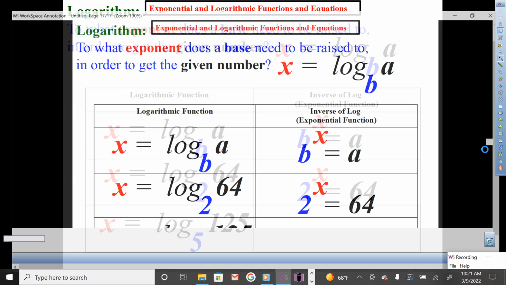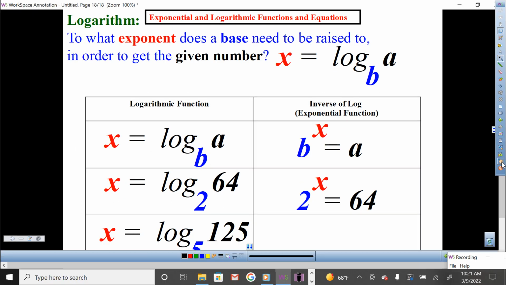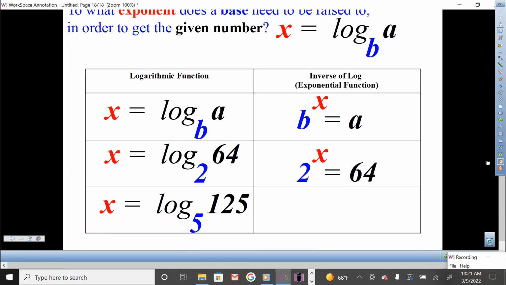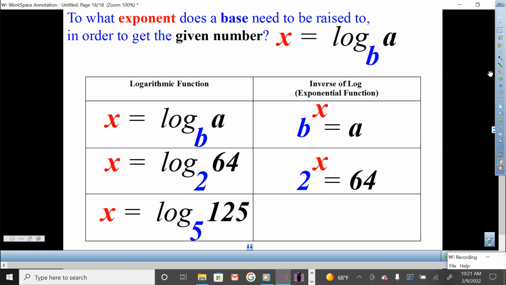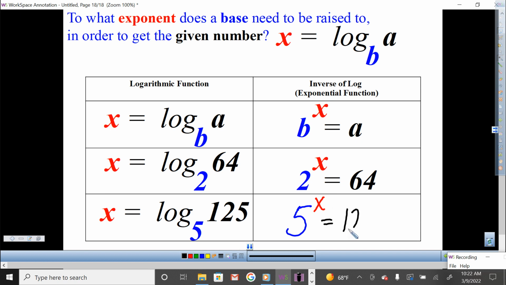All right, show your neighbor, see what they got. See if they have something similar to you. So we should have gone base 5, exponent of x, equal to get the number 125. Hands if you got that? Okay, let's do some more practice.